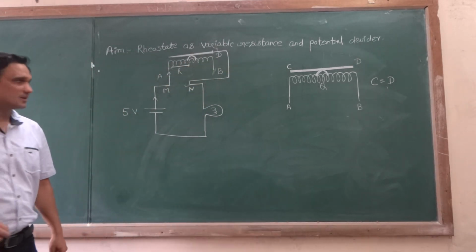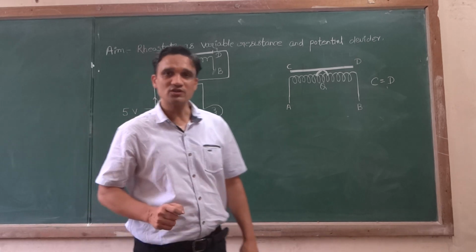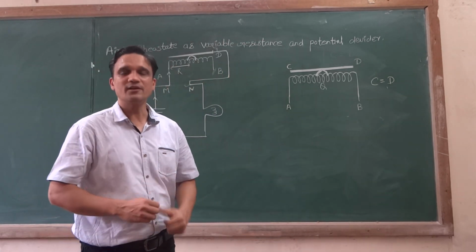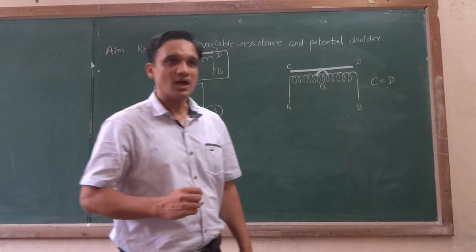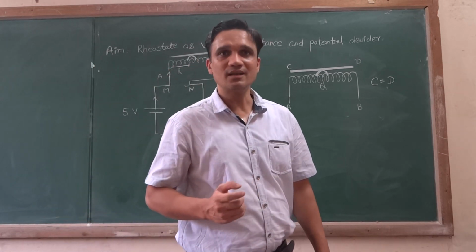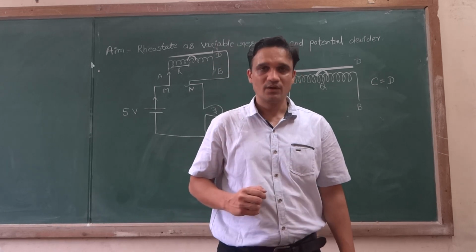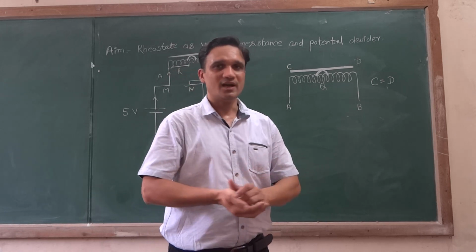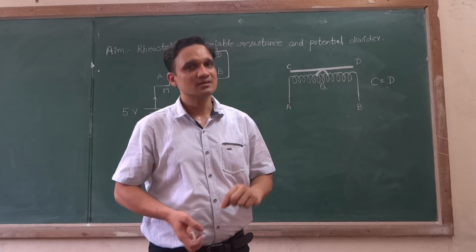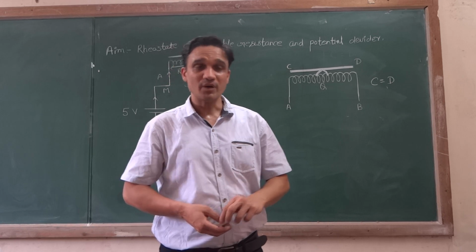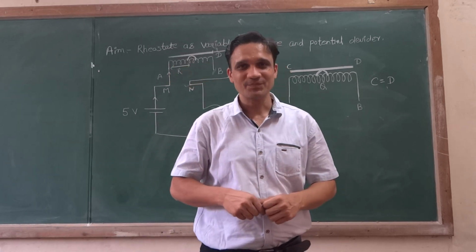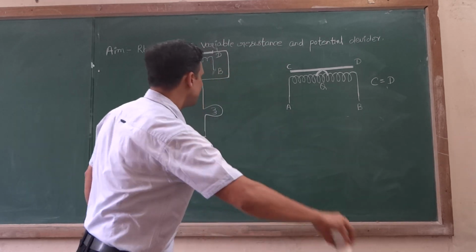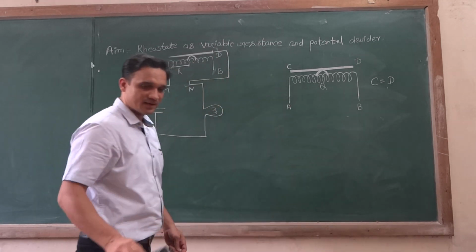Now the second point: if you would like to use the rheostat as a potential divider, let me take, we have one battery of 5 volts, and I want to characterize the diode IV characteristic. Okay, so I have to apply different potentials to the diode, and at the same time I have to measure the current which is flowing in the circuit. But we have only a 5 volts battery. Then what do we have to do? We can take a rheostat. So I am going to make a circuit with the rheostat as a potential divider.